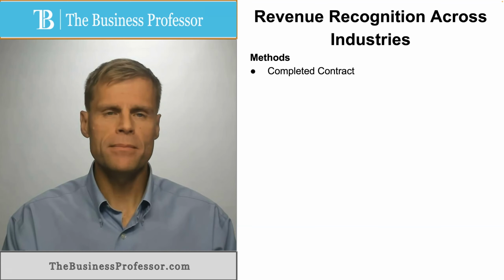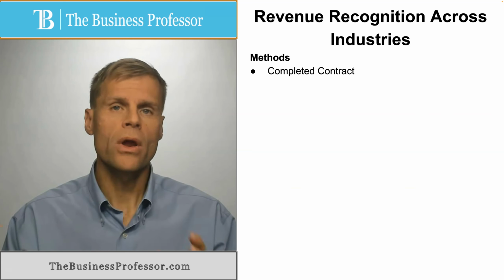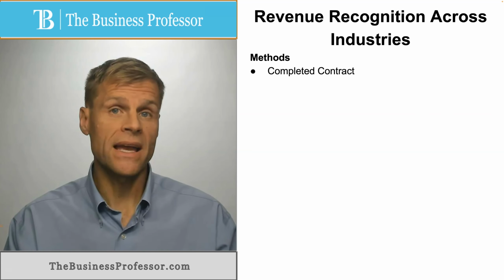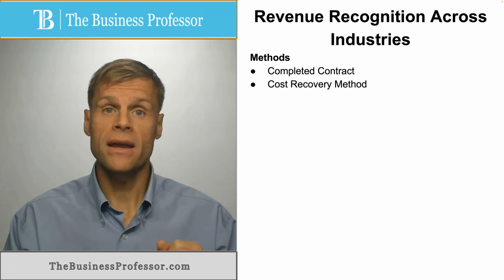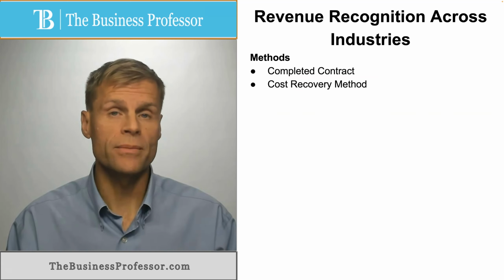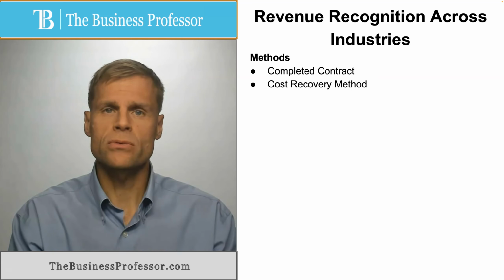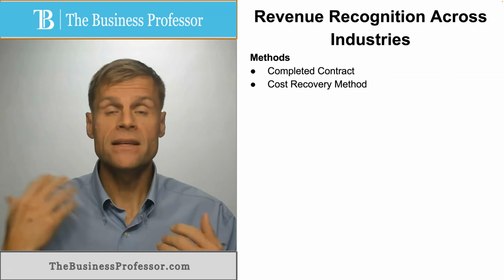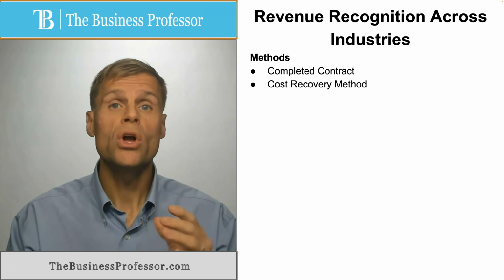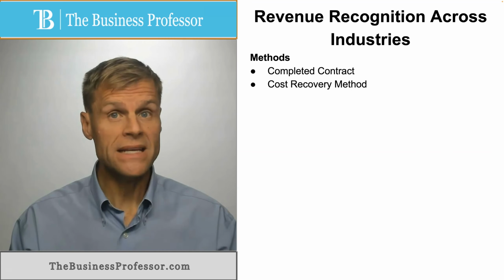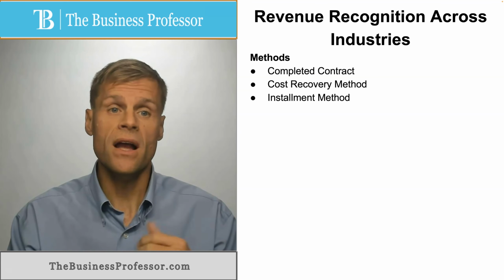Some of the more common methods begin with the completed contract method. That is, you don't record revenue until all of the obligations that you have pursuant to a contract are completed. Another method would be the cost recovery method, meaning that you allocate expenses or resources toward a contract, and you do not begin to recognize revenue until you've recovered all of the expenses that you've invested or spent towards this contract.